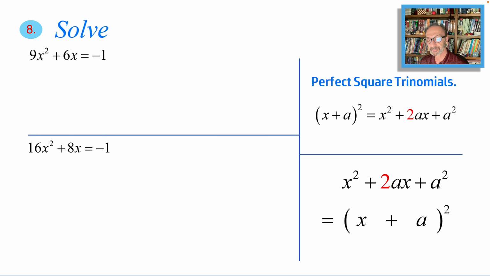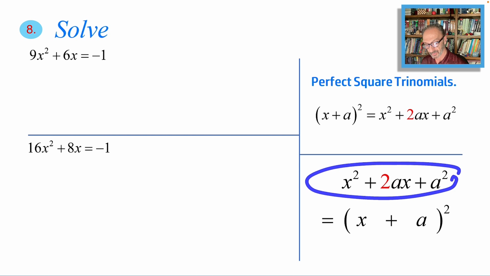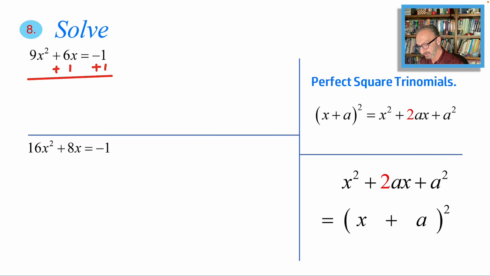Number 8. To apply the perfect square trinomial, as you could see, it has to be of this format, 3 terms. Then we'll move down to this form. So I need to move the negative 1 to the left to end up with 3 terms on one side. So to do so, we're going to add 1 to both sides. And when you add 1, make sure that on the right side, that's a 0 now. On the left side, we have 9x to the second plus 6x plus 1.